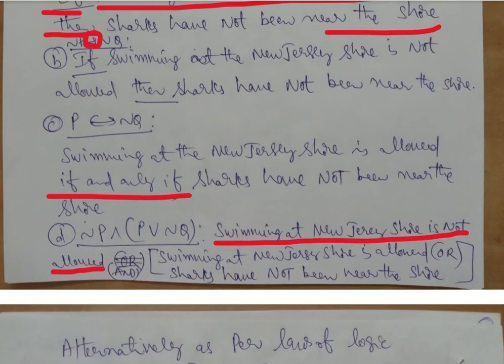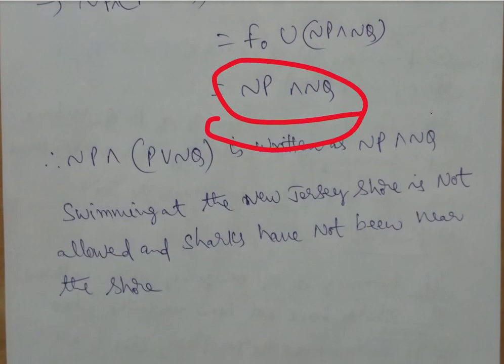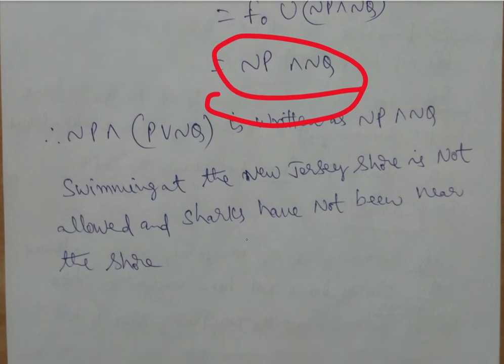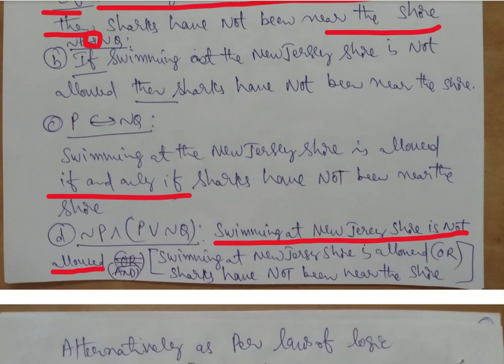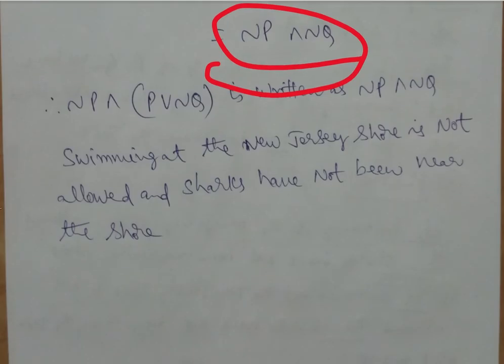So when such statements are given, you should have a minute of attention and try to make a simple statement out of this. If that is possible, it is easy for you. So I can write now, swimming at the New Jersey shore is not allowed and sharks have not been near. It has some meaning, but the previous statement has no meaning. So I suggest not to write that as a solution, but write this as a solution. This is the right solution.